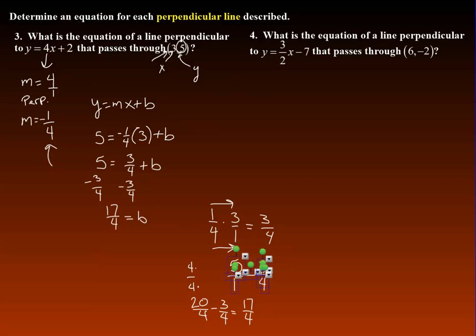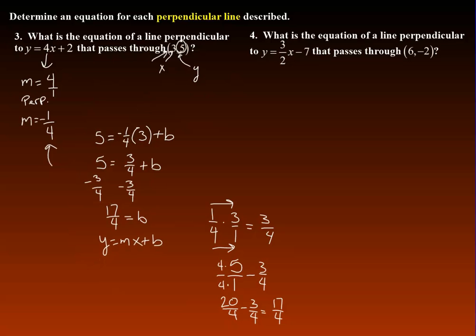Shift all my work over here and finish writing my equation. So y is now itself. m is still the negative 4/3. Oops, negative 1/4. We're using x as itself, and our b value is plus 17 over 4.